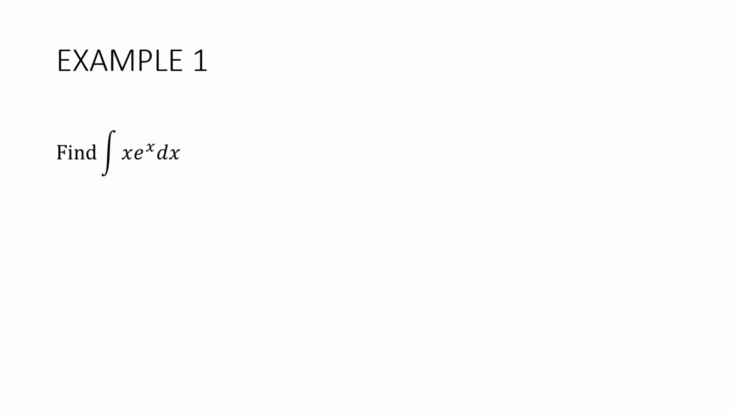Here's our first example. Find the integral of x e to the x dx. So we definitely do have a product. We've got two things here, and we're going to make u equal to x and v dash equal to e to the x. Now one of the reasons that I've chosen that is because when I differentiate x, I'm going to get 1 and this is going to disappear, which is going to be helpful to me. So we're going to write it out like this.